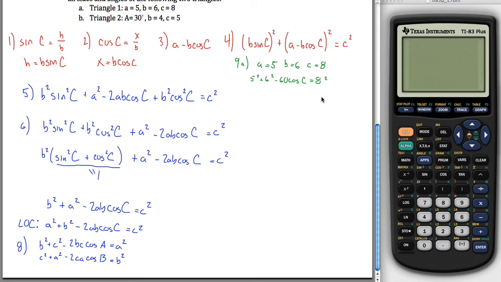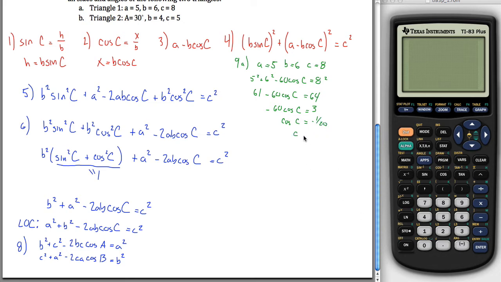And if you solve this, if you move some pieces around, 5 squared is 25, and 6 squared is 36. So we get 25 plus 36 is 61, and this is 64 over here. So I can get negative 60 cosine, I guess I should write it out. 61 minus 60 cosine of C is equal to 64. So negative 60 cosine of C is equal to 3. So the cosine of C is equal to 3 divided by negative 60. In other words, negative 1/20th.